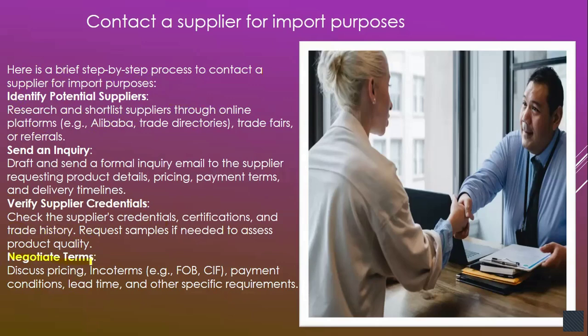Now negotiate the terms. After this process you can negotiate, okay, like discuss the pricing, like if you are importing any raw material, what would be the charges for 10 metric tons. Okay, what would be the Incoterms, whether it should be DDP, CIF or FOB. So these need to be negotiated. Then payment conditions, when you will make payments, then what is the lead time, and other specific requirements can also be shared. So this is negotiation before placing the order.